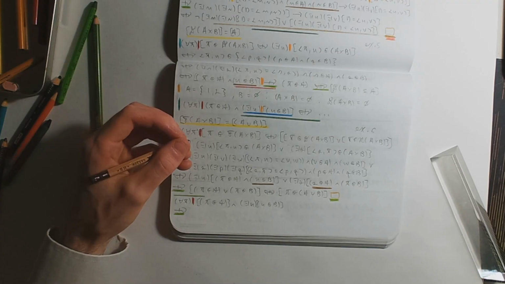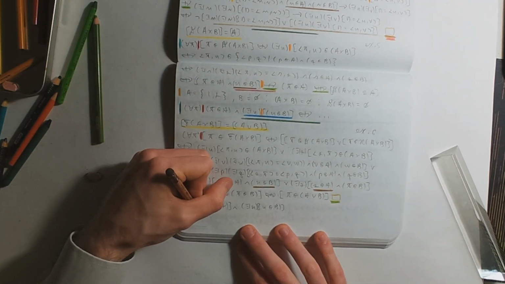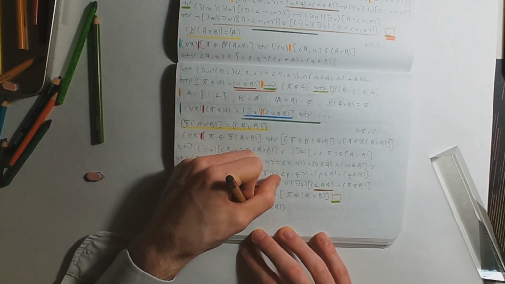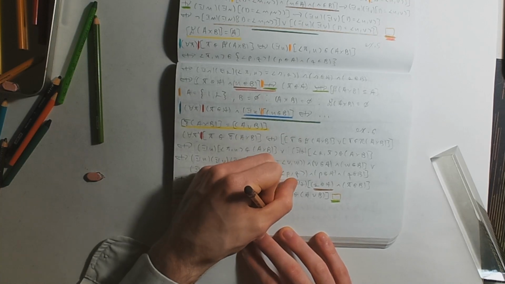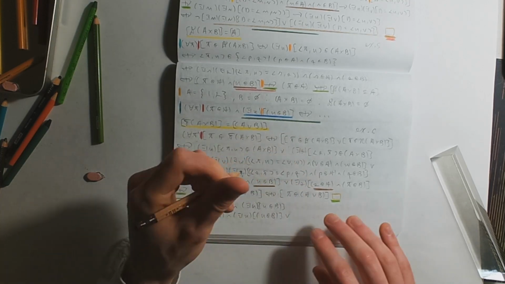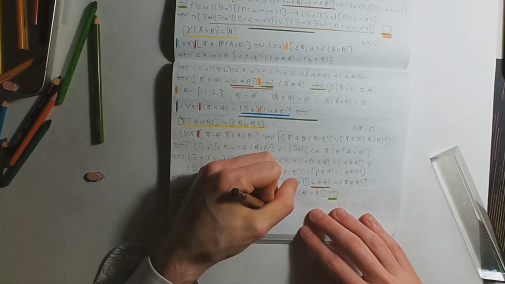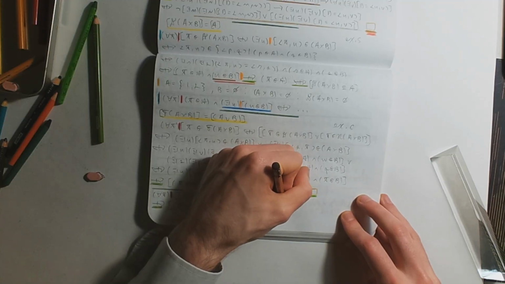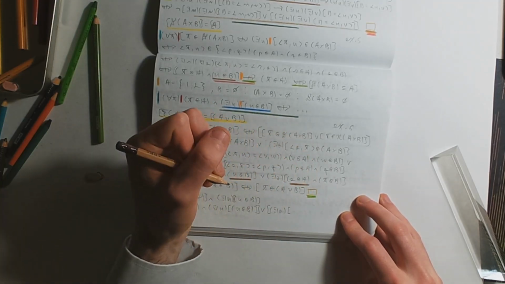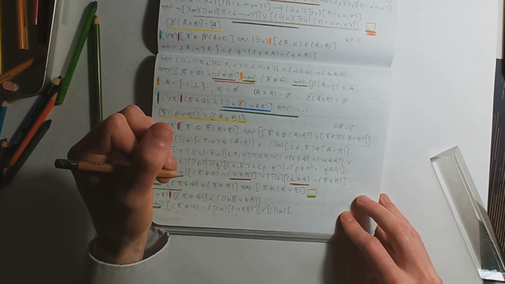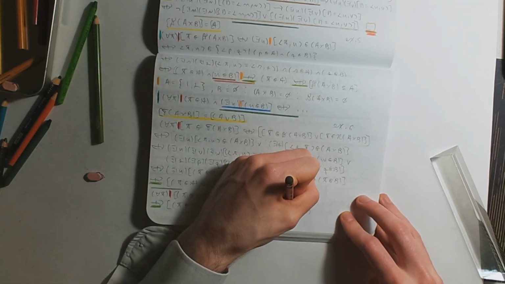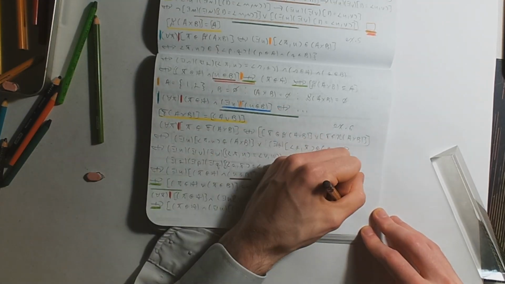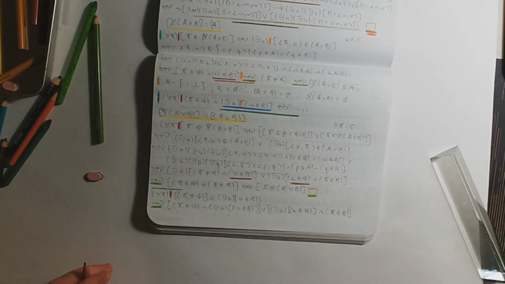Where we say T is an element of A and there exists a U such that U is an element of B, or there exists an S such that S is an element of A and T is an element of B. And then we can go all the way back in the other direction.